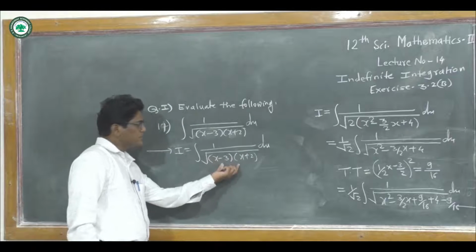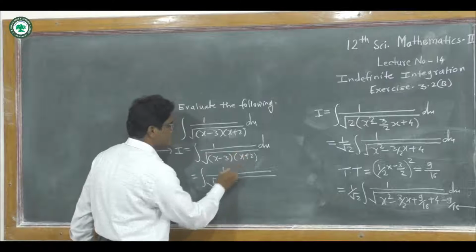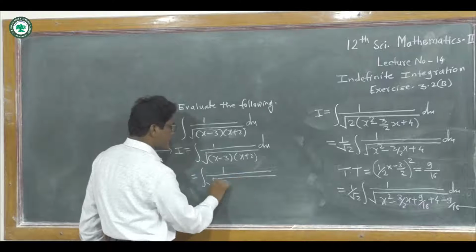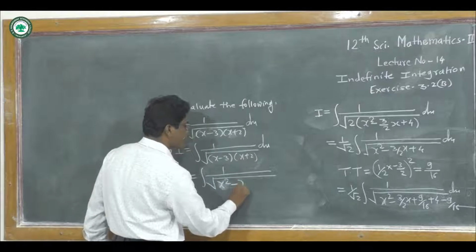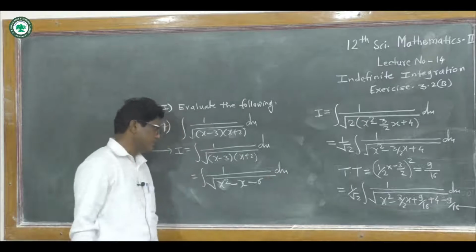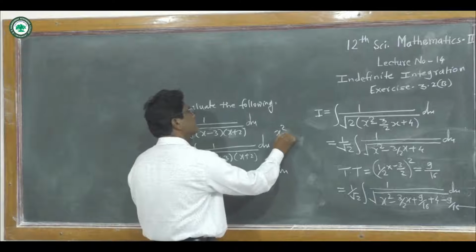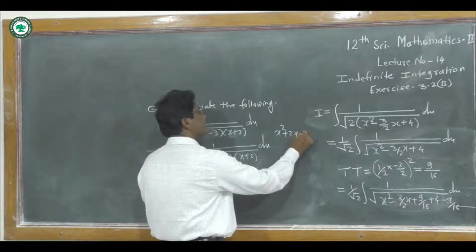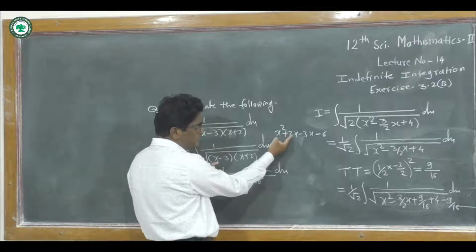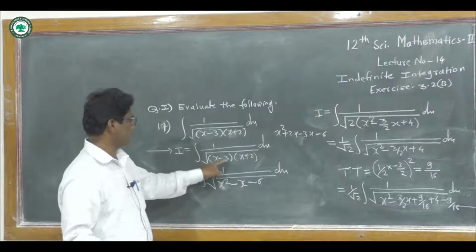Now we take the product of these two. So this is equal to integration of 1 upon under root of x into x, that is x square, then minus 3x and plus 2x, that is minus x, and minus 3 into 2, that is minus 6, dx. This is the product of these two brackets: x into x is x square, x into plus 2 is 2x, then minus 3 into x is minus 3x, and minus 3 into 2 is minus 6. So x square plus 2x minus 3x, that is minus x, and minus 6 dx. In this way we take the product of these two brackets.